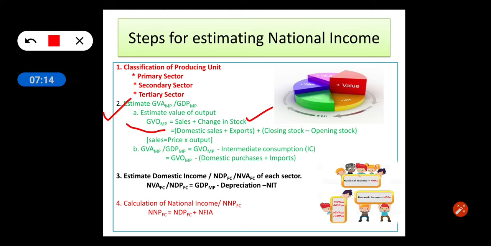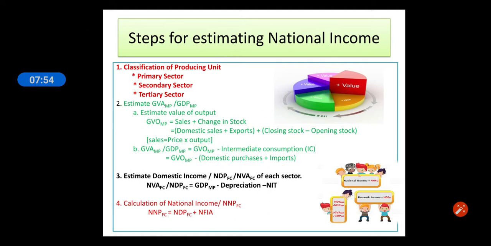Sales comprises domestic sales and export, and change in stock is equal to closing stock minus opening stock. Sales is also equal to price into output. After finding GVO, we can find GVA by subtracting intermediate consumption from GVO. If we subtract intermediate consumption from GVO, we get GVA MP. Intermediate consumption comprises domestic purchase and import.